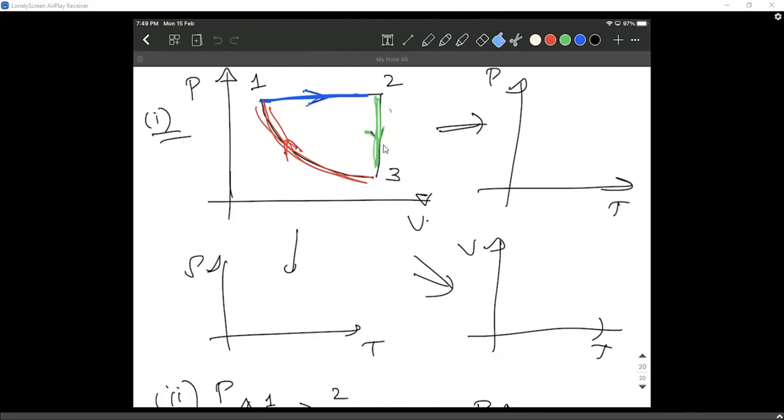In the last class, I just gave two examples and asked you to convert these graphs into PT, VT, rho-T kind of graphs. I'm not going to discuss all the graphs. Only one girl showed the answers to me. But anyway, let's discuss all the answers.